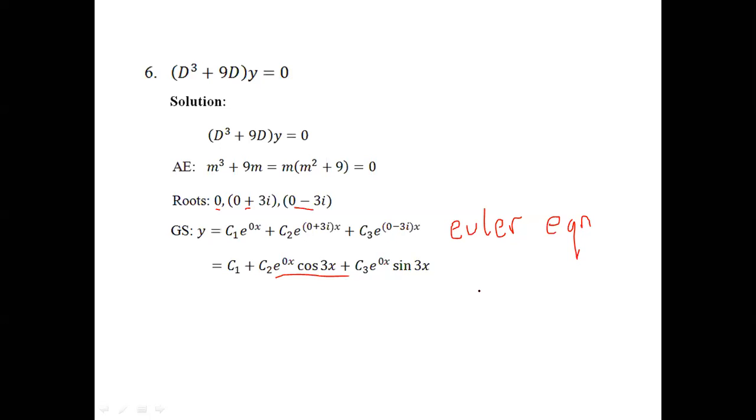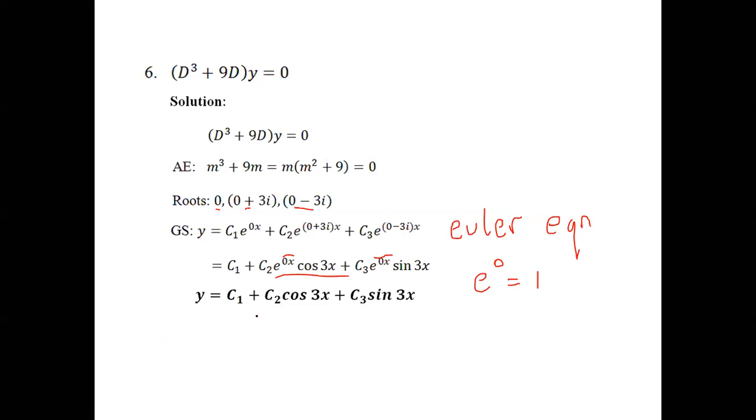And we mentioned yesterday that raising e to the power 0 is equal to 1. So this part will give us a 1, and this will give us a 1. So the final expression for the general solution now becomes C1 plus C2 cos 3x plus C3 sine 3x. Okay, this is where we ended.